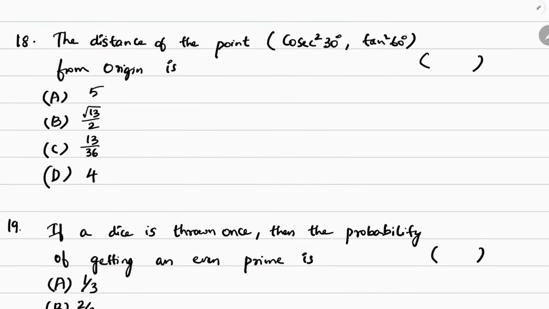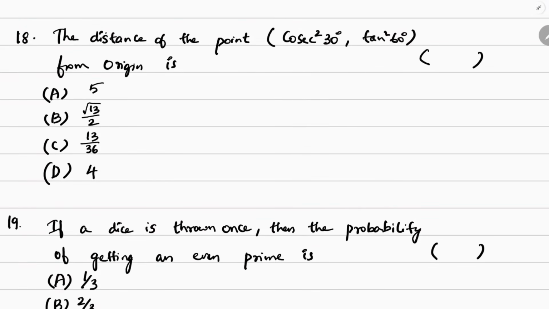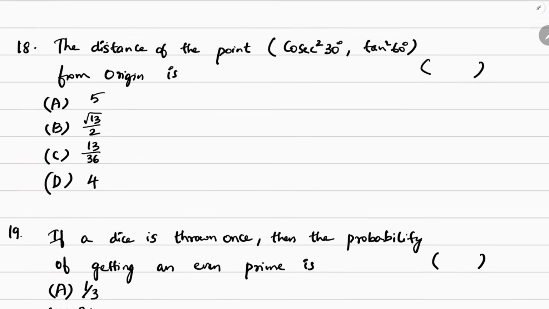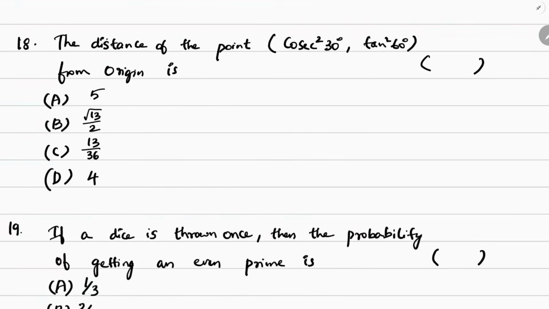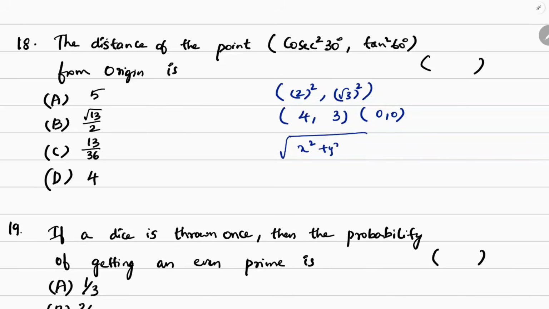Next, the distance of the point. Here, this is a bit tricky. Cosec 30 is 2. So it is 2 square. Tan 60 is root 3. Root 3 whole square. 2 square is 4. Root 3 whole square is 3. And origin is 0, 0. So the distance from origin to the point is root of x square plus y square. Under root 4 square plus 3 square. Root 25, which is nothing but 5. So the correct option is A.